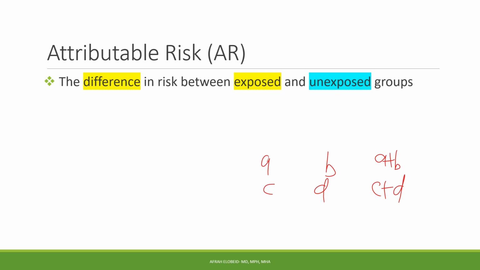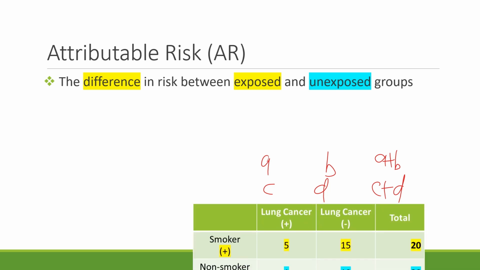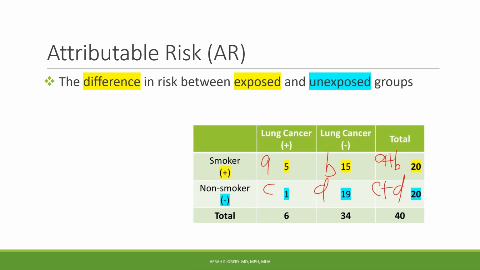So we start the same way we did in the relative risk. We calculate the risk in the exposed group, and we calculate the risk in the non-exposed group, and we just subtract them from each other. So the 2 by 2 table for our previous example is the same, and just the equation is different. So attributable risk equals the risk in the exposed, which is A divided by A plus B, and then minus the risk in the non-exposed group, which is C divided by C plus D.